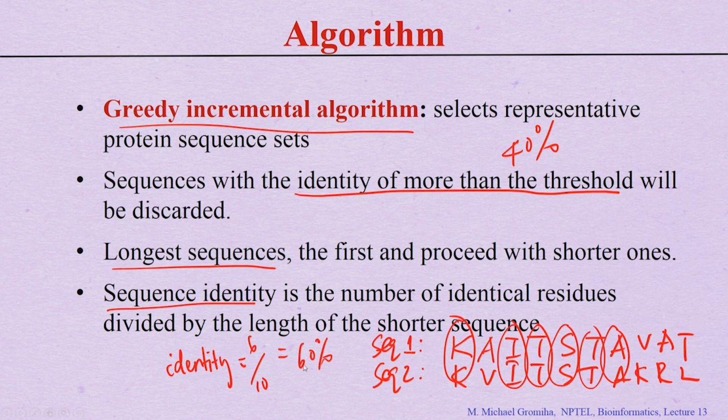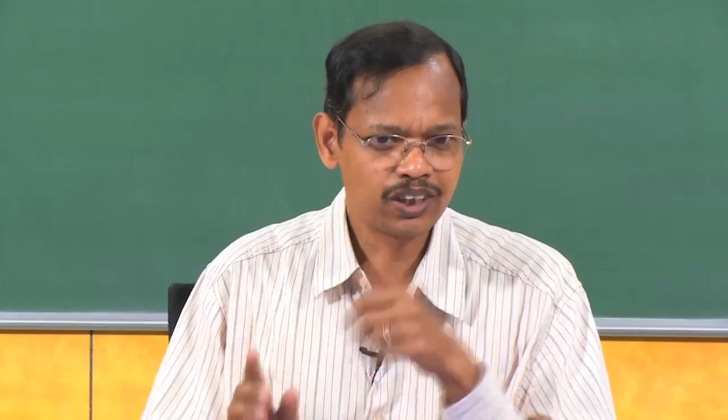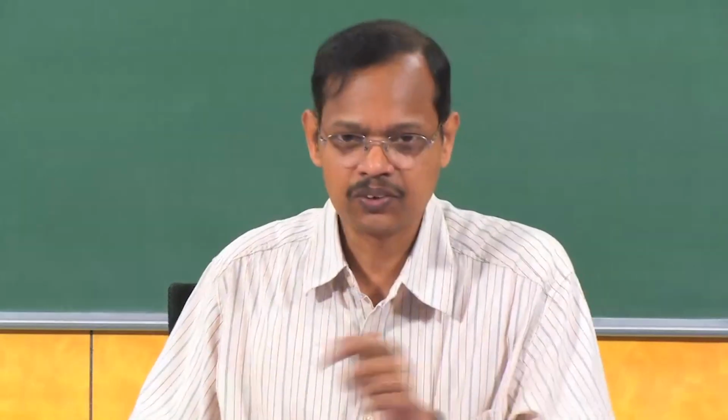If two sequences are more than a particular threshold, for example 40%, will you consider both or will you consider only one? Only one, because it is more than 40%. So do not keep both, they keep one and discard the other one, this is how it works.